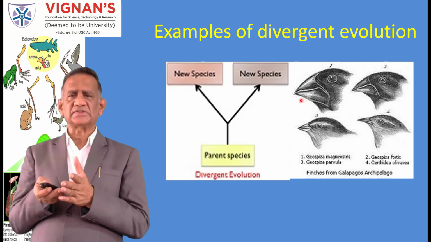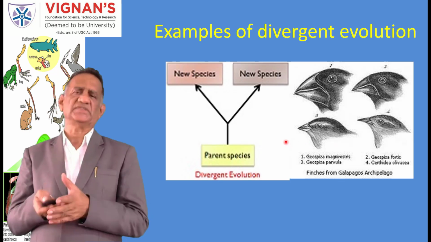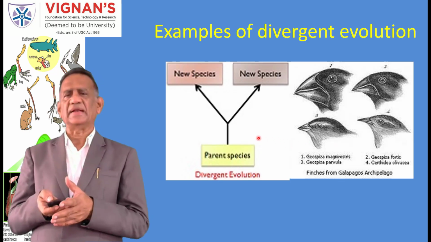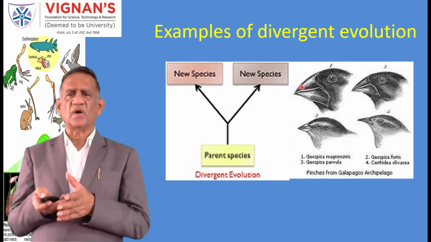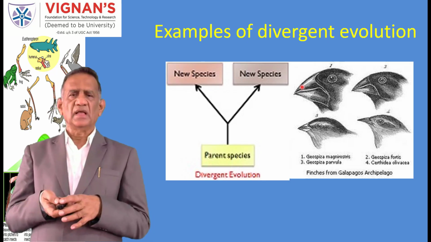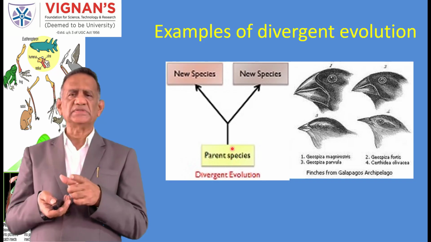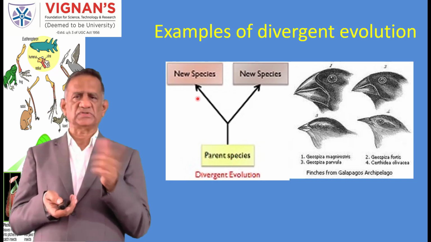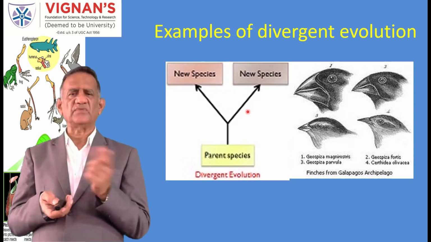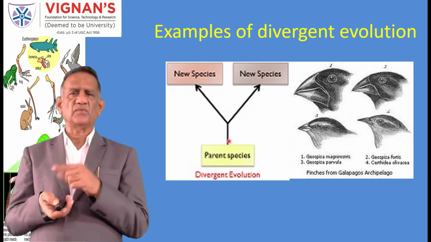These are the birds which are there in all the books of biology: Darwin finches in the archipelago islands. Darwin went there and observed all these finches. Their beak pattern varies. In divergent evolution, there is a parent species. The parent species has given rise to new species. The new species have different beak patterns for feeding.